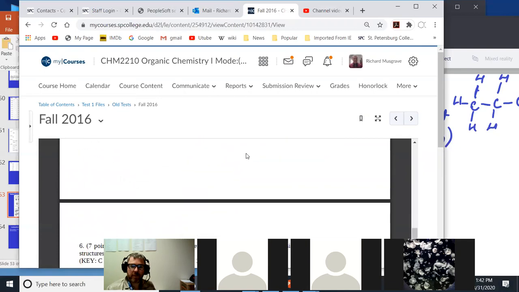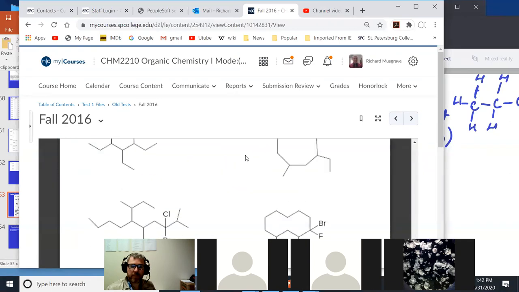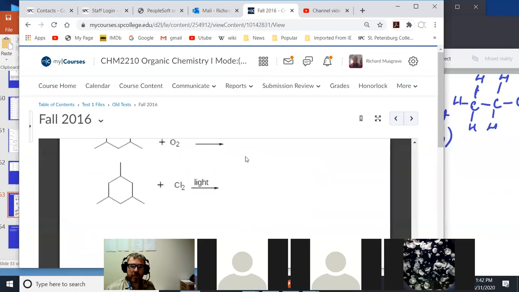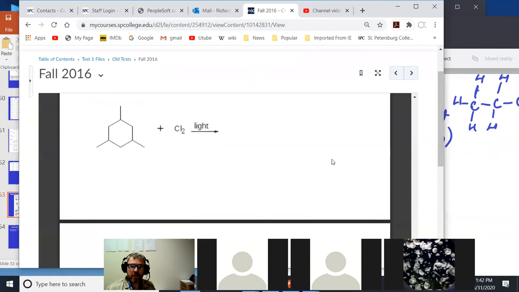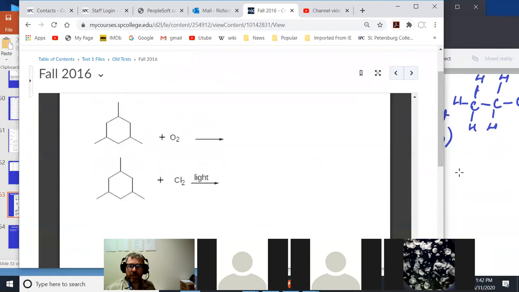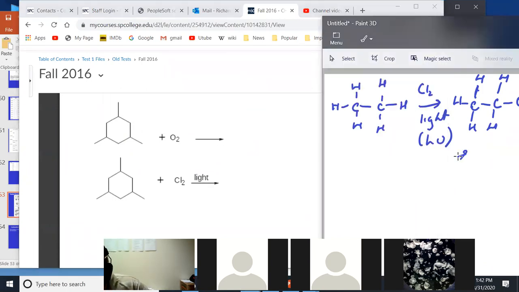So the last question here. There you go. For the first one, that's just going to be CO2 and H2O as the answer. And I don't need that to be balanced. If you want to balance it, have at it.